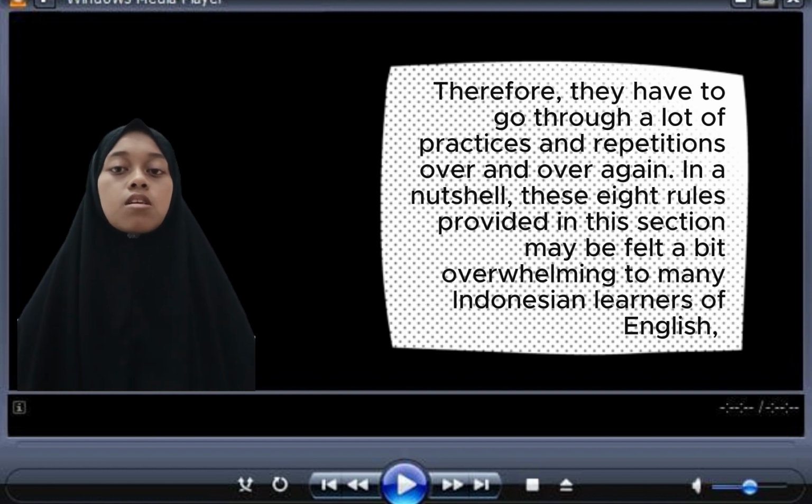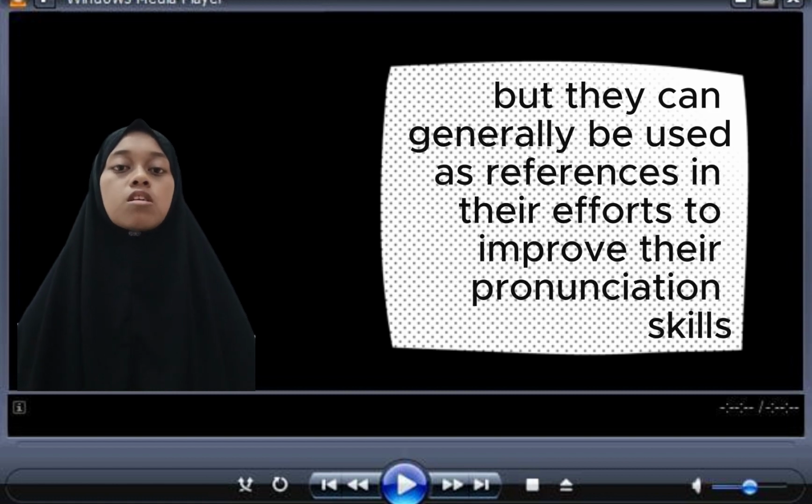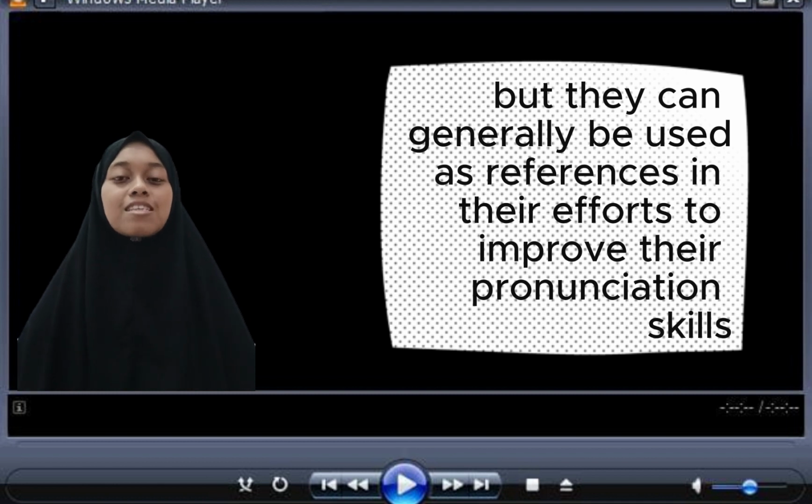In a nutshell, these eight rules provided in this section may feel a bit overwhelming to many Indonesian learners of English, but they can generally be used as a reference in their effort to improve their pronunciation skills.